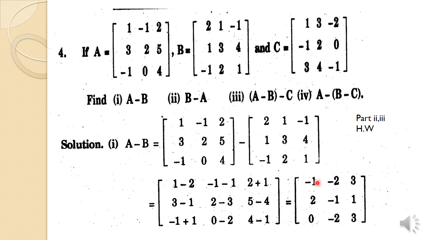Then after simplification, 1 minus 2 equals minus 1, minus 1 minus 2 means minus 2, 2 plus 1 equals 3, and 3 minus 1 equals 2, 2 minus 3 equals minus 1, and 5 minus 4 equals 1. Similarly, minus 1 plus 1 is 0, 0 minus 2 is minus 2, and 4 minus 1 is 3. Similarly, student, you can solve parts 2 and 3, and if you face any query, then you can ask me.